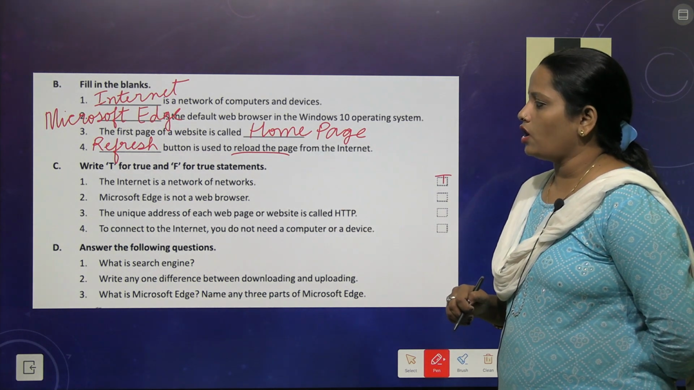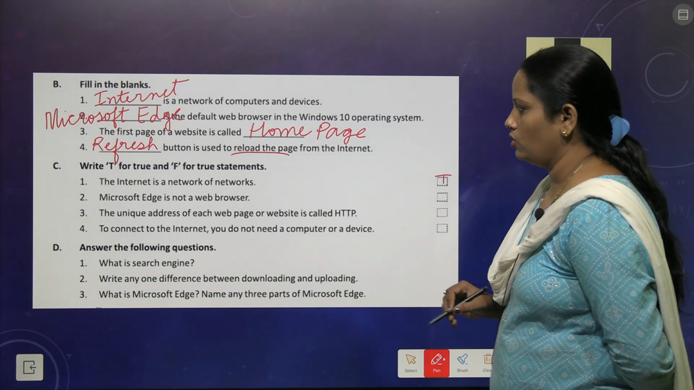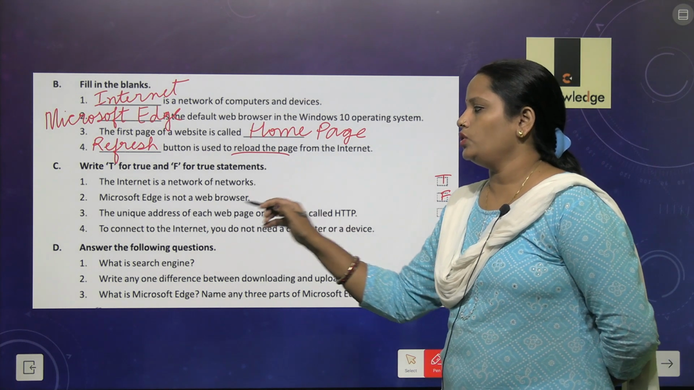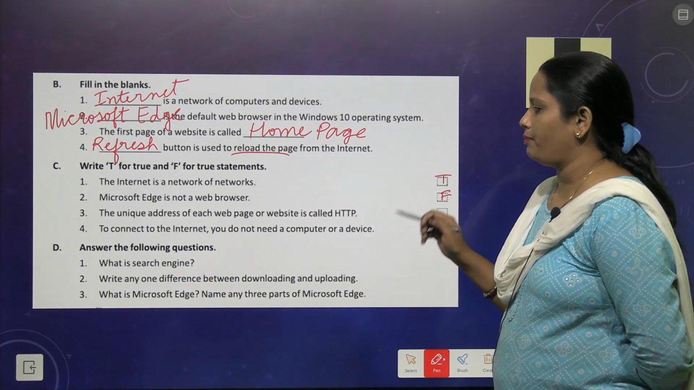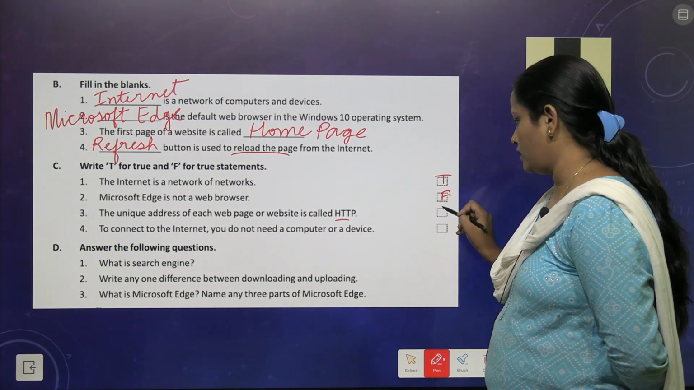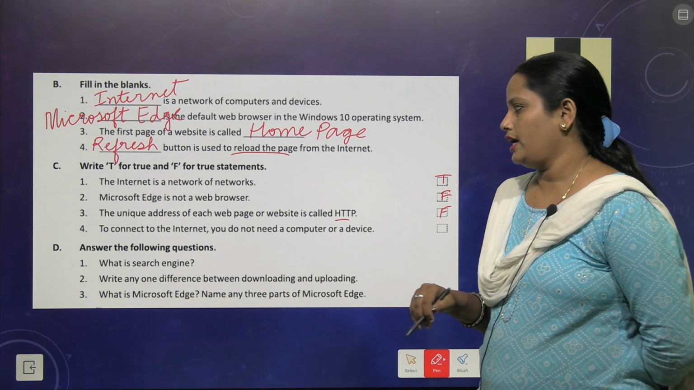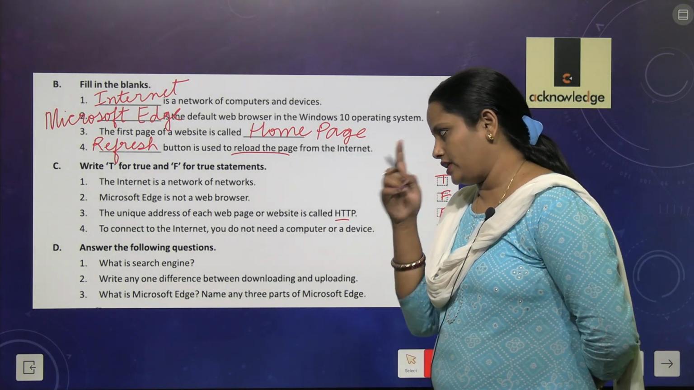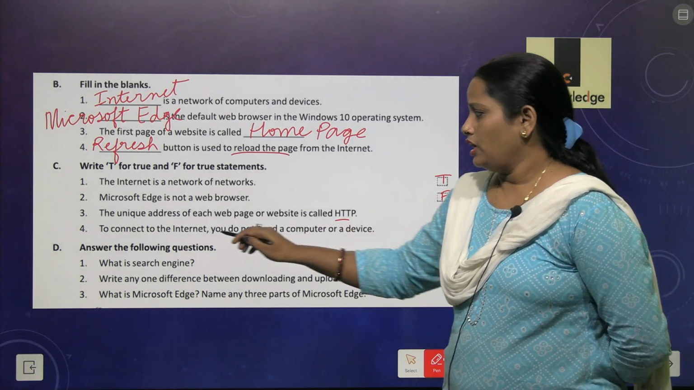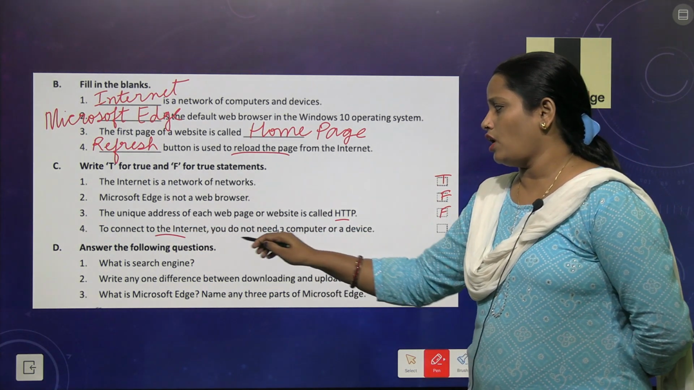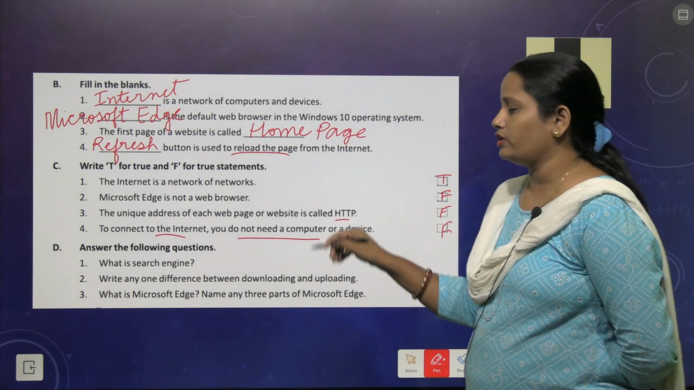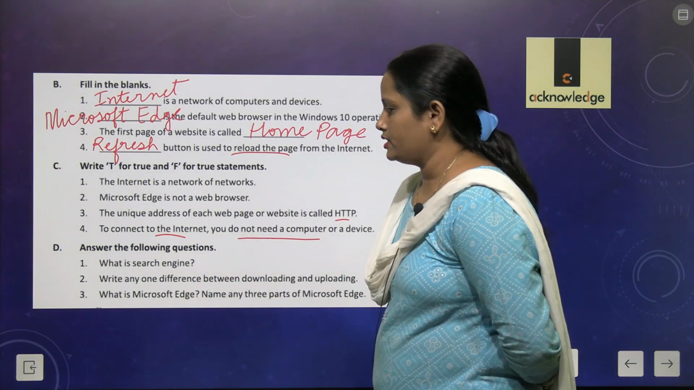Microsoft Edge is not a web browser. No, this is wrong. It is a web browser. The unique address of each web page or website is called HTTP. No, it is called URL. To connect to the internet, you do not need a computer or a device. Is it true? No, this is false, because without these we cannot connect to the internet.